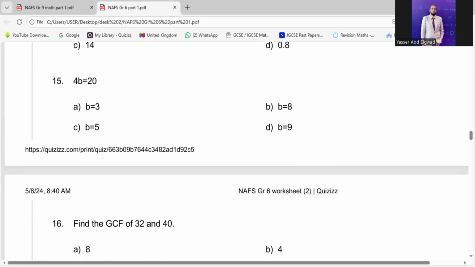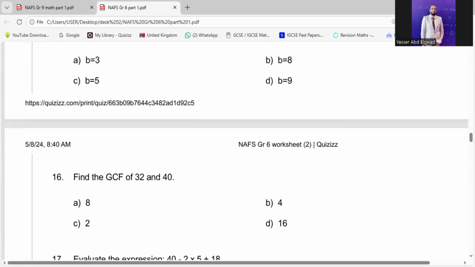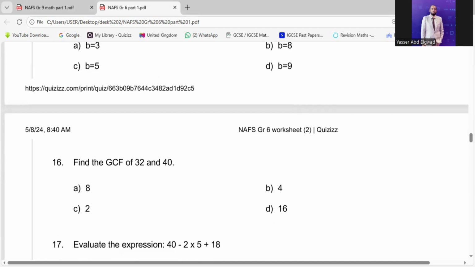The next question: find the GCF of 32 and 40. Highest common factor, as we said before. The number 32 we can divide by 8, and the 40 we can divide by 8. Here is 8, we can divide 32 by 8 and the 40 also by 8. And he asks you about the greatest.